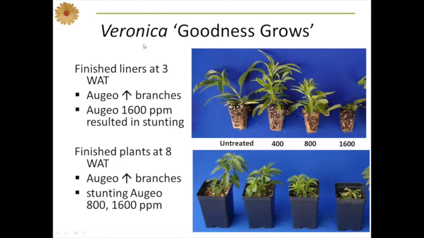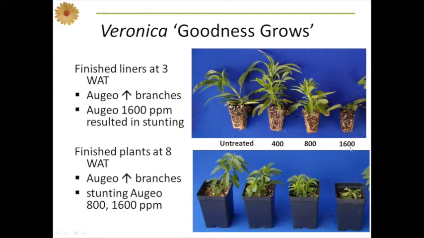Goodness Grows, we've also looked at treating liners with Augio, and basically we're treating these liners as they come off of mist, so they're not fully rooted. Just after they come off mist, we'll make our applications and then evaluate the liners, the finished liners, as well as the finished plants after they've been potted up.